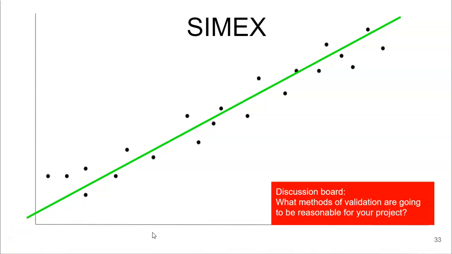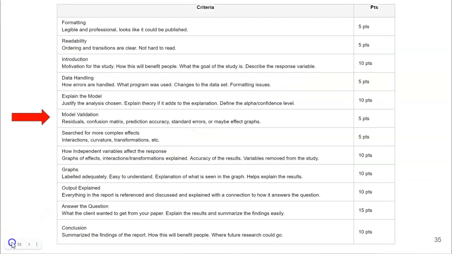So we've mentioned a bunch of validation methods. I'd like to hear in the discussion board, what kind of methods do you think you're going to be using? You're not necessarily locked into it because later you might decide, oh, there's something else that actually works better. What ideas do you have for validating that your model is working well, and what methods do you plan on using?